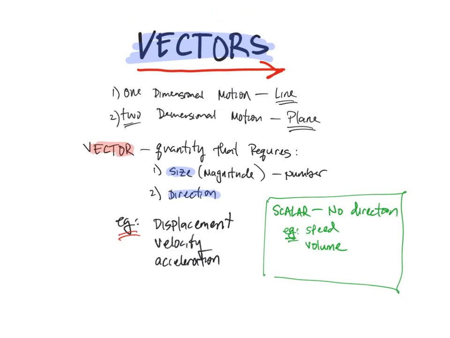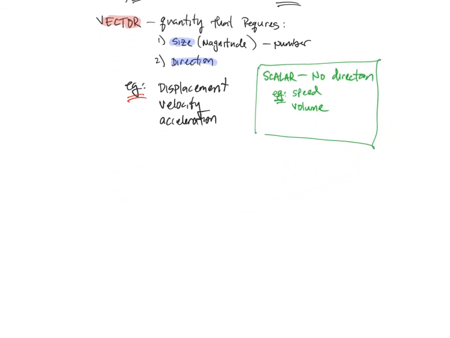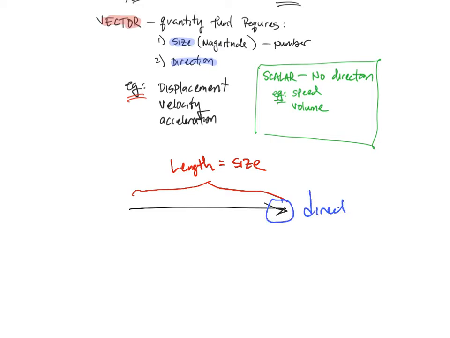We represent vectors using arrows. I've sort of hinted at that above by putting the arrow there. You can represent a vector with an arrow. So for instance, I might have an arrow like this. The length of this arrow represents the size. And fairly obviously the arrowhead indicates the direction. So a longer arrow would indicate a greater size vector.